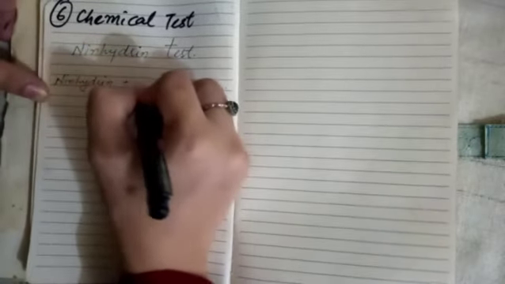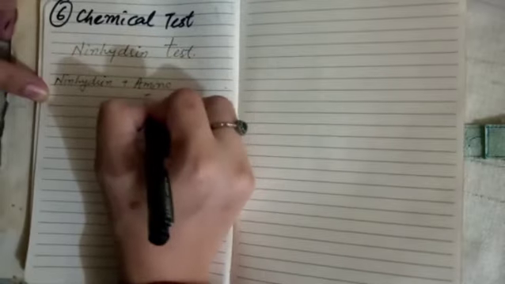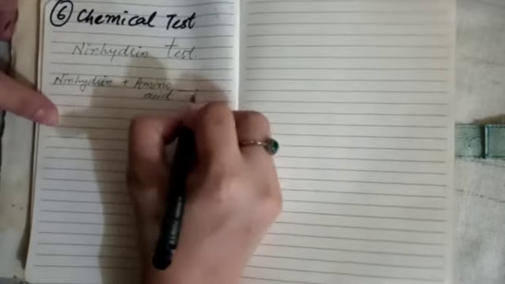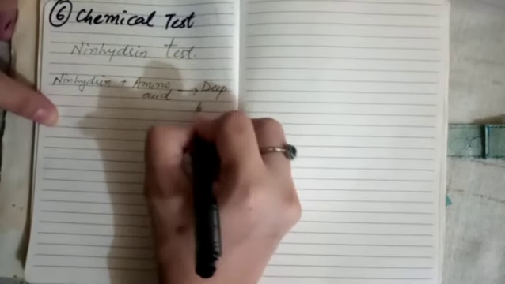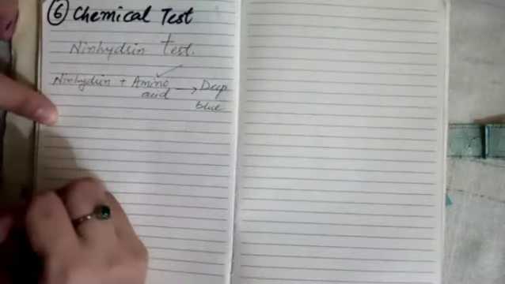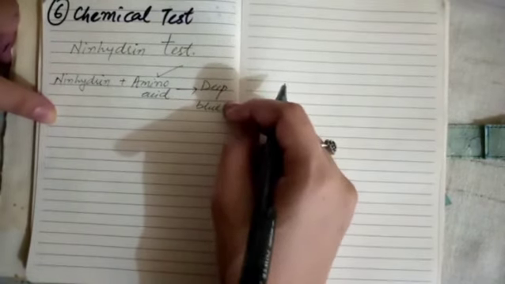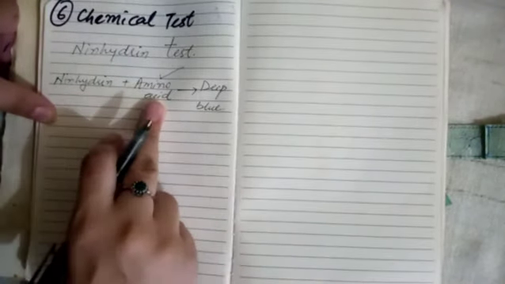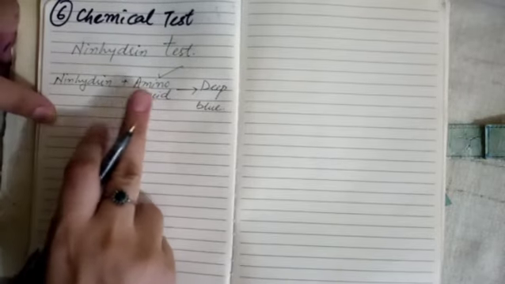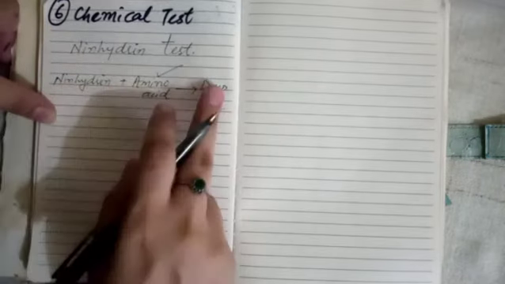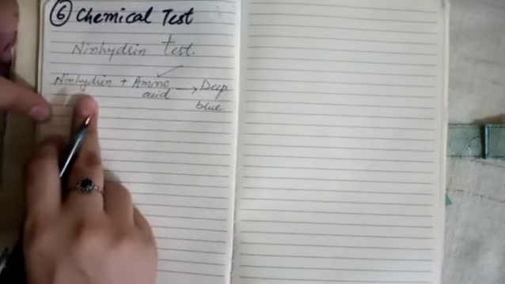In this test, we react this compound, which is called Ninhydrin, with our amino acid or a given solution containing amino acids. If the solution turns deep blue, then there is a presence of amino acid. But if your testing material doesn't give a deep blue color in the product, then your testing material does not contain amino acids. So this is how you can detect the presence or absence of amino acids. Amino acids give deep blue color upon reaction with this compound, which is known as Ninhydrin.